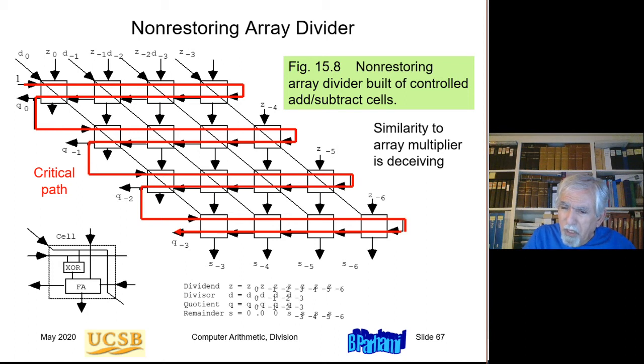So why do we tolerate this very high latency? Well, there are two advantages to array dividers. One is the regular structure and short wires. They're efficient to lay out in VLSI. And the second is that we can pipeline this design quite easily and be able to perform multiple divisions concurrently. So imagine I insert latches between rows of this design.